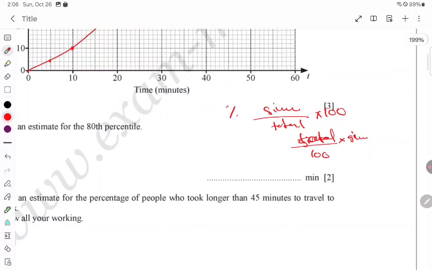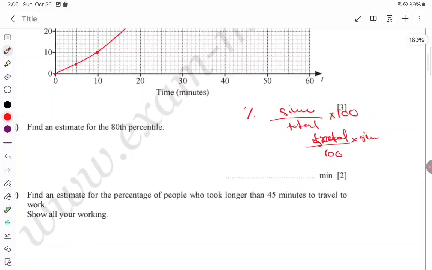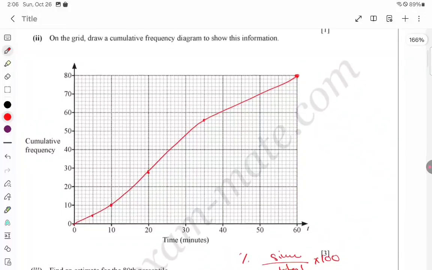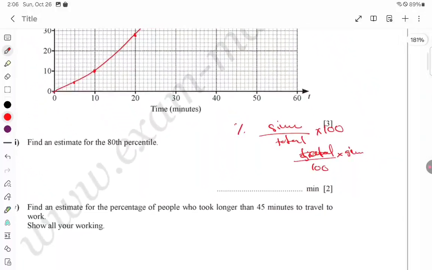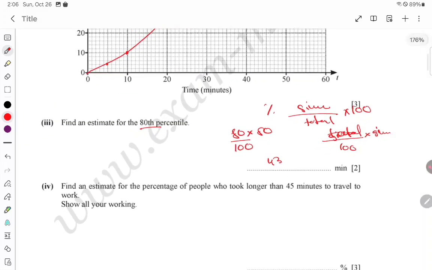Now for that, we have the total of 80 as we see in the first question, multiply with the percentile. So given is also here 80, multiply by the percentile, divided by 100, it will give you 43 minutes. This is our percentile calculation formula.